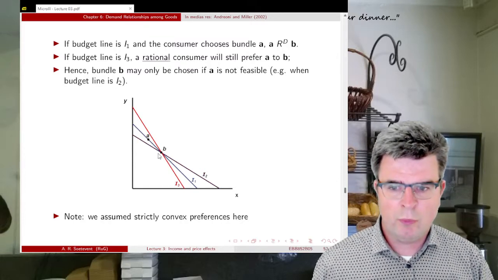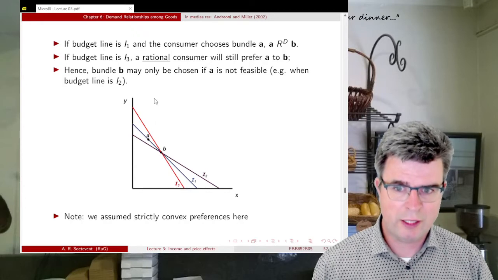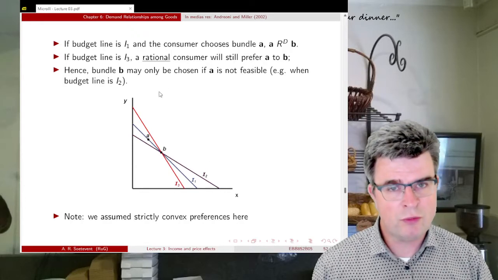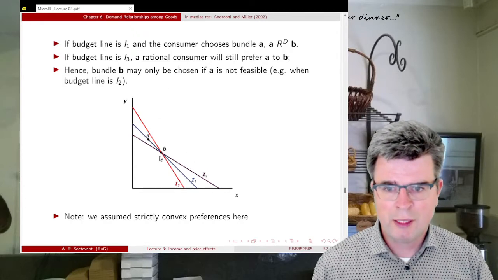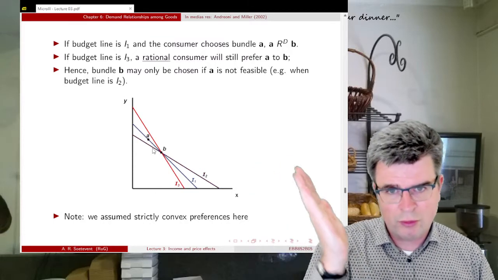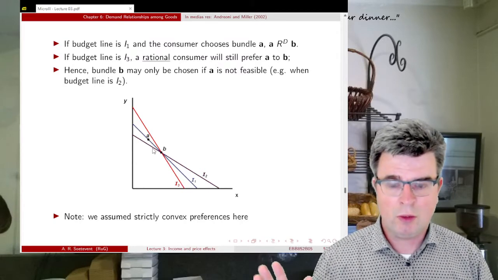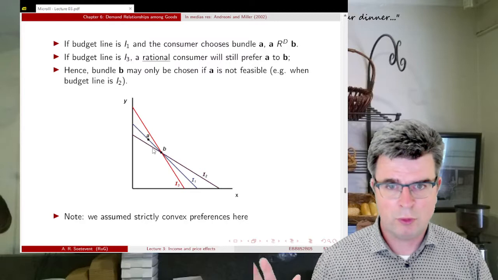Note that we assume in this example that we have strictly convex preferences. I didn't map the utility functions or the indifference curves, but we need to assume that they are strictly convex, so they are not straight lines. So the goods X and Y are not perfect substitutes.